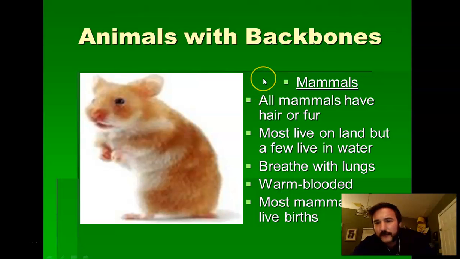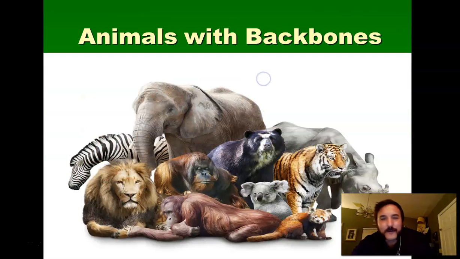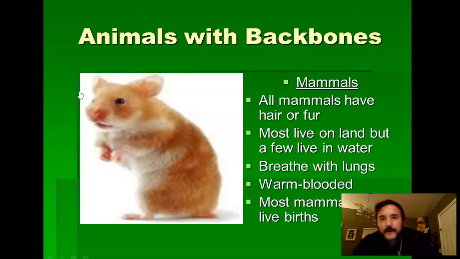Going to mammals. Now this one might be the most common to us because we tend to spend the most time with mammals. Horses, cows, all these types of animals here. As big as an elephant, as tiny as, whatever that thing is, a koala bear, and things like that. But all mammals have hair or fur. It's like you have hair. Most live on land, but a few live in water, right?